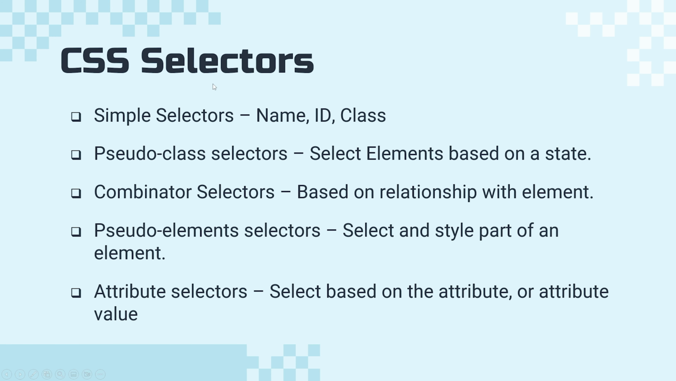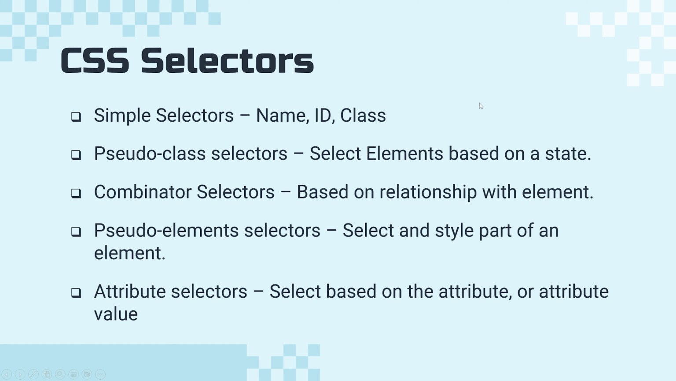Talking about CSS selectors, there are various types, but in this course, we're going to focus on the two common ones that I know of. We have the simple selectors, which I've already touched on, and these are the name, ID, and class. We have the pseudo selectors, which I'm going to elaborate or demonstrate in Visual Studio Code.